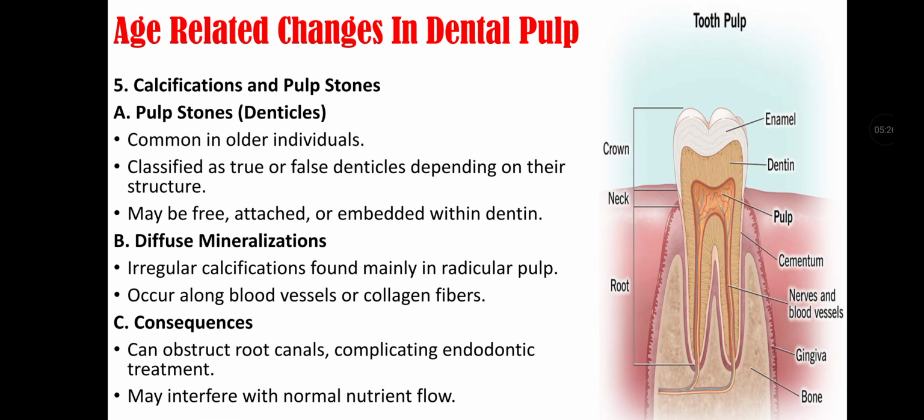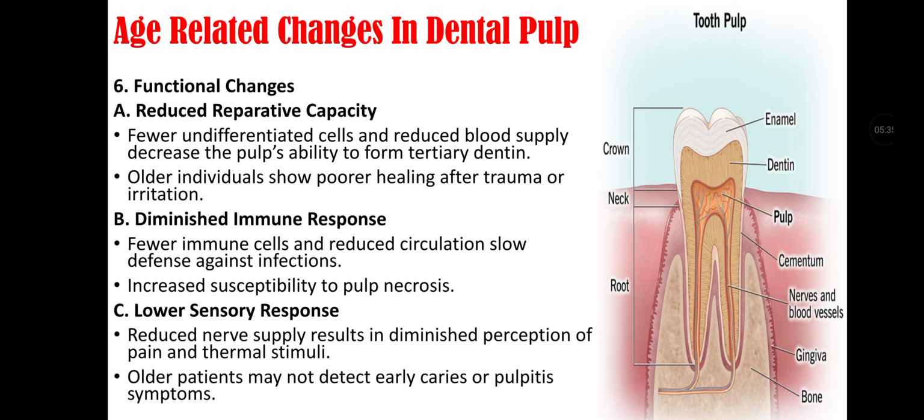Consequences of calcification and pulp stones. It can obstruct the root canal, complicating endodontic treatment, and it may interfere with the normal nutrient flow of the dental pulp. Next are the functional changes of dental pulp, that include reduced reparative capacity, diminished immune response, and lower sensory response. Reduced reparative capacity: few undifferentiated cells are there and reduced blood supply decreases the pulp's ability to form tertiary dentine. Older individuals show poor healing after trauma or irritation.